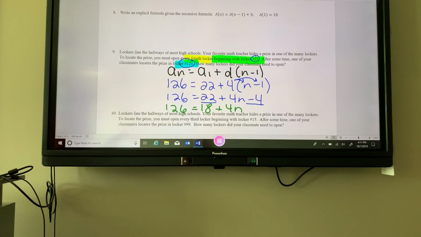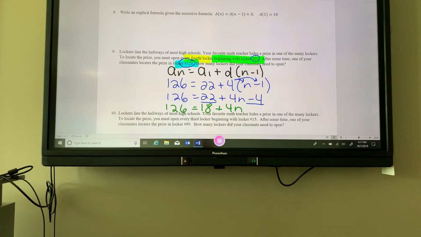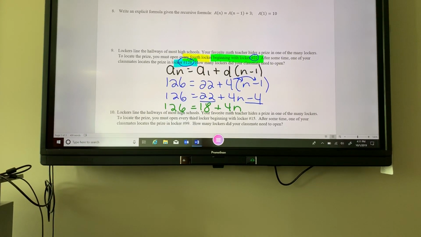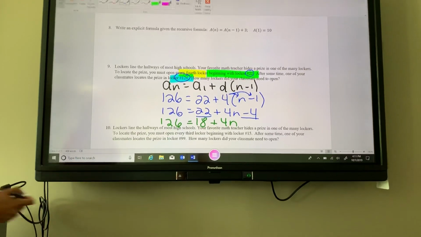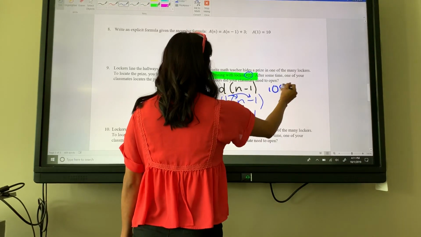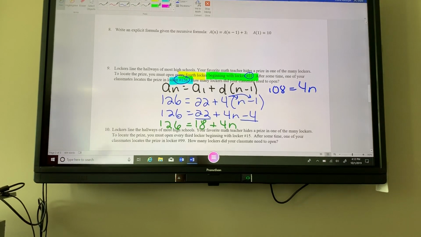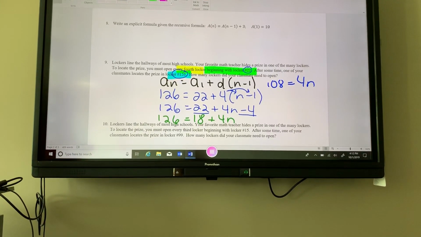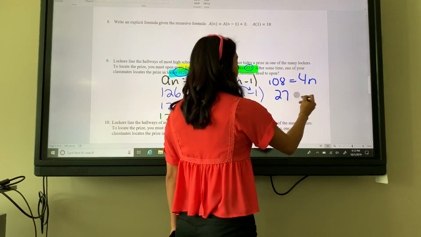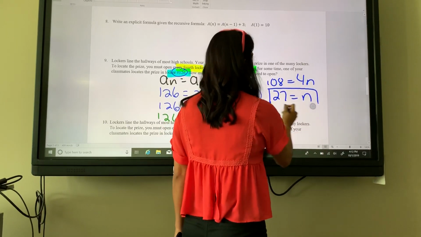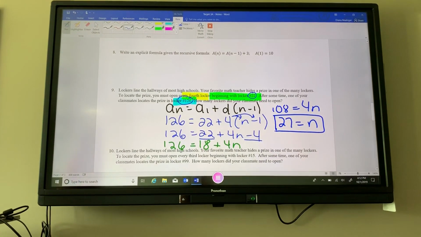Alright, and then again, you have to solve for your n. So what's the next thing you should do? You should subtract the 18 from both sides. And when you subtract 18, you get 108 equals 4n. Okay? After that, you have to get n by itself. So then you have to divide by 4, and I get 27. So they have to go through 27 lockers to find the missing prize. Can you guys try the next problem, please?